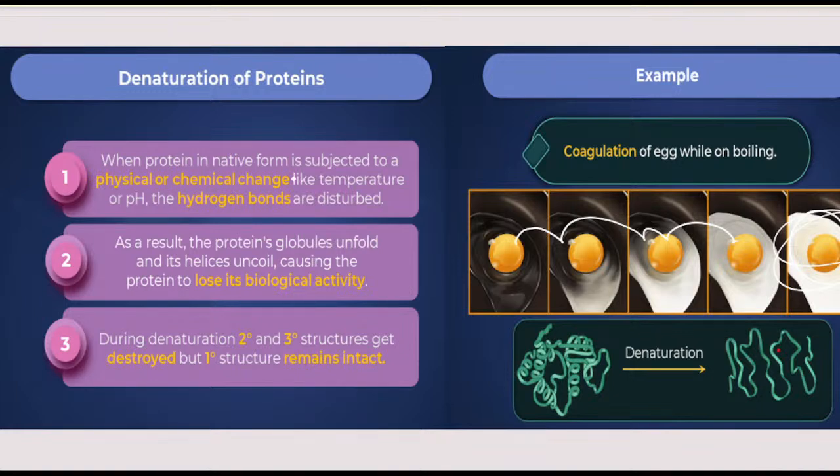So when a protein in its native form is subjected to a physical or a chemical change, it can be temperature, it can be pressure, it can be anything. Okay, it has to be a physical or chemical change, and the hydrogen bonds are disturbed there. As a result, the globular protein folds and its helix uncoils and it loses its biological activity. And be noted, only secondary form, tertiary form, okay, is denatured. Primary form is never ever going to be denatured.